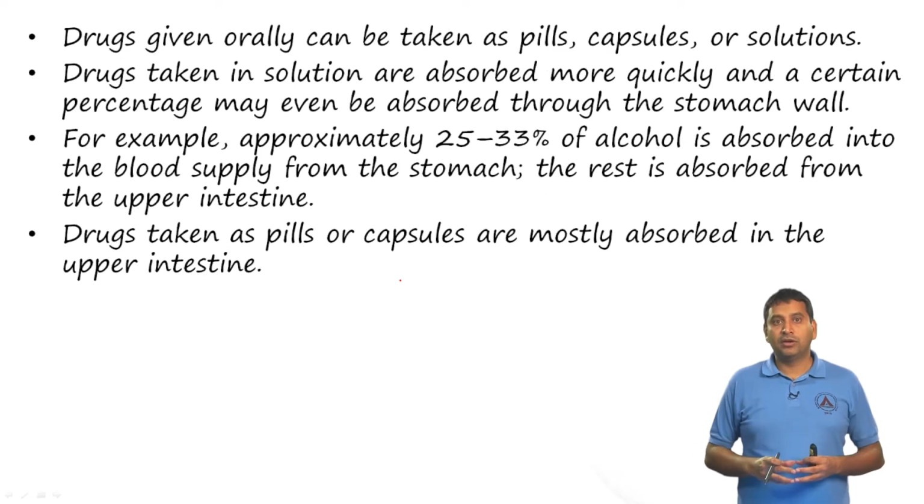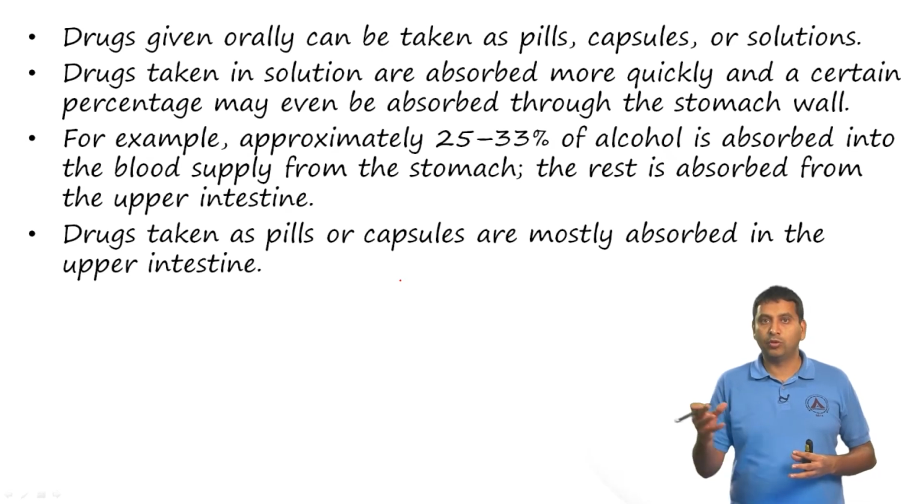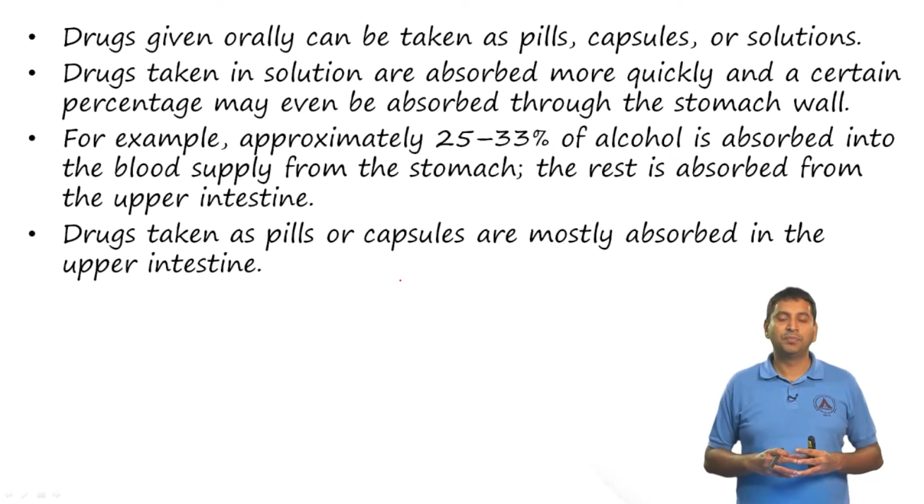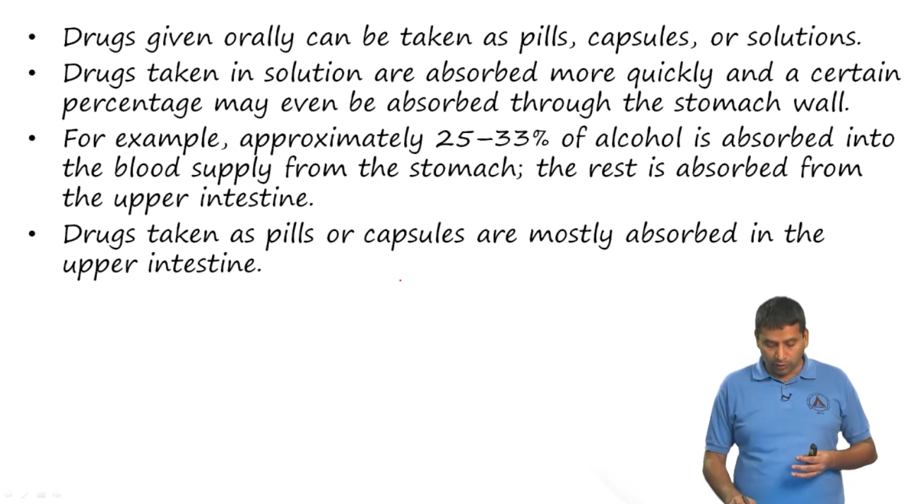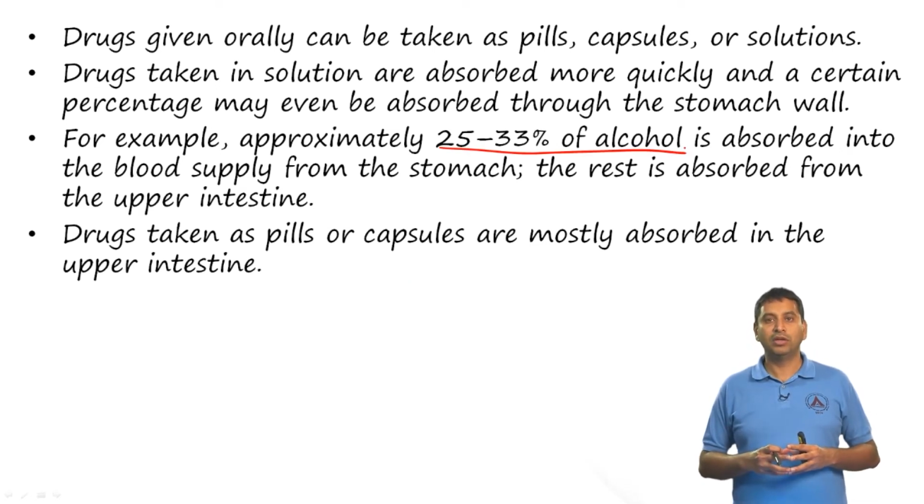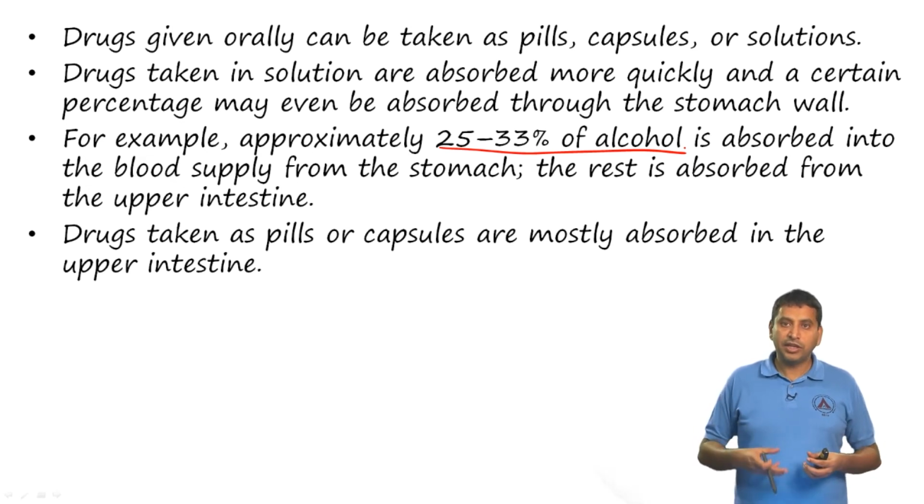So, drugs given orally can be taken as pills or capsules or solutions. We will look at some of this later in the lecture. Drugs taken in solution are absorbed more quickly, and a certain percentage may even be absorbed through the stomach wall. Okay. So, an example is alcohol. About 25 to 33% of alcohol is absorbed into the blood supply from the stomach. The rest is absorbed from the upper intestine.